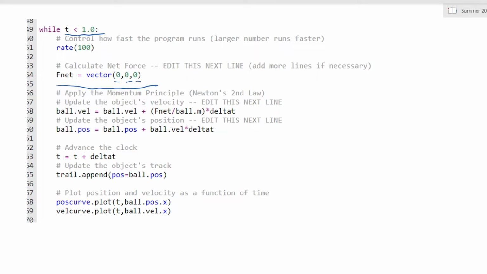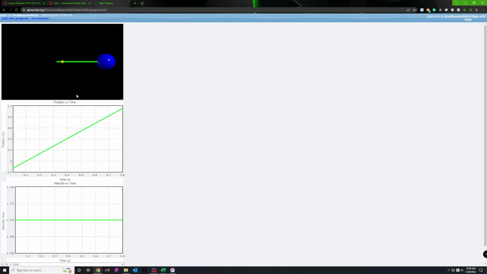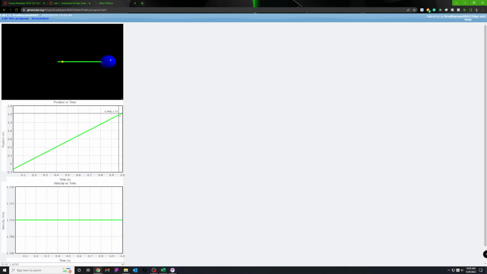We then move on to line 60, where the ball's position, or again, in this case, the car's position, is updated using the velocity times the change in time. Well, this will always change because our velocity is never 0. However, the velocity is never changing, so the position will move at a constant rate. When we run this program, we get a straight line on the position versus time graph, a straight diagonal line with a constant slope.